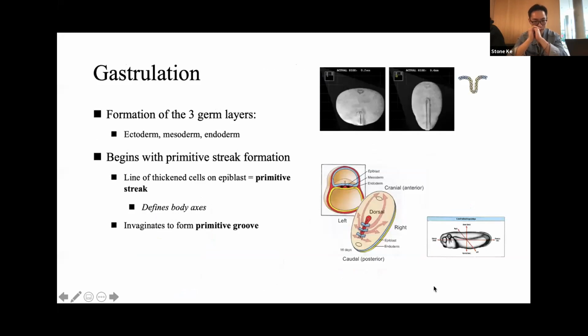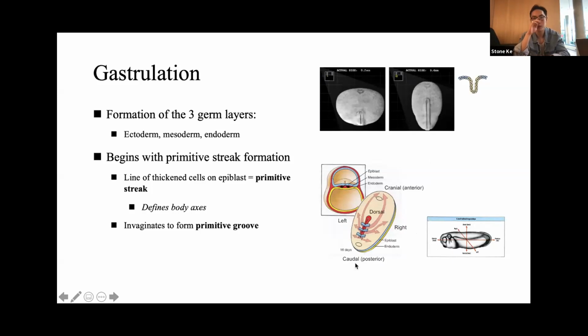Gastrulation. You guys did learn this. This is the formation of those 3 germ layers. So it starts with the primitive streak formation. That's a groove forming on the epiblast, I believe only the epiblast, so only that top layer of the embryonic disc. Once that streak, apparently it's thickened cells, is formed, you have the definition of body axis. So as soon as that streak is formed, you know what's top, bottom, left, right, head, tail, essentially. I won't go into detail there, but it's on the diagram.